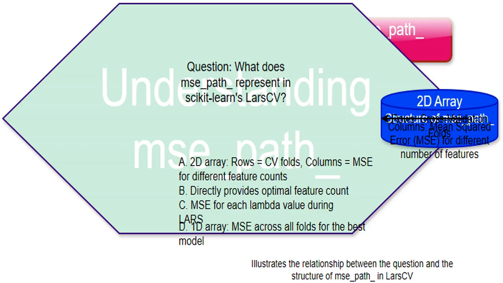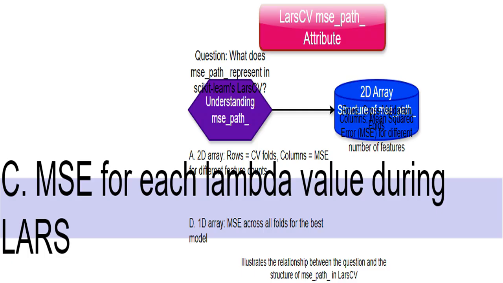Let's break down what MSE_path_ means. Think of it as a record of the model's performance throughout the model building process. It shows you the mean squared error, MSE, a measure of how far off your model's predictions are from the actual values, for different numbers of features used, across different cross-validation folds.